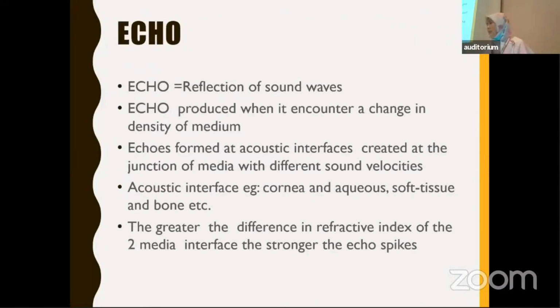What is an echo? An echo is a reflection of a sound wave. The sound wave will bounce when it hits a hard object, in the same way as a rubber ball bounces off the ground. Echoes form at acoustic interfaces at the junction of media with different sound velocity and densities, so it is very important for us to record anything that changes in the eyes during surgery, like aphakia or silicone oil inside the eyes. An acoustic interface can occur at the cornea, aqueous, vitreous, and soft tissue and bone. The greater the difference in the refractive index of the two media at the interface, the stronger the echo spike.